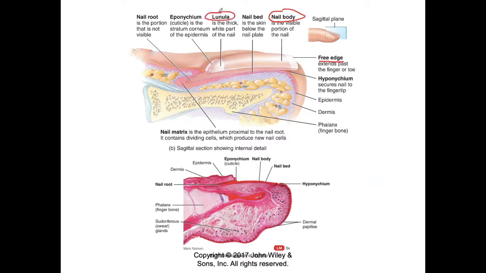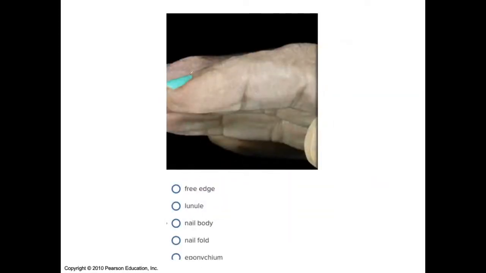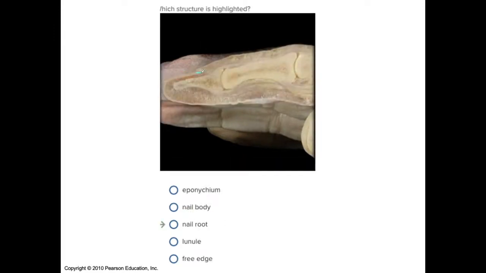Here's the lunula. Here's the cuticle or the eponychium. Here's the nail root. And then posterior to the nail root, that's the nail matrix. That's the epithelium that's proximal to the nail root, and it contains the dividing stem cells, and they're going to produce new cells. And when these things multiply and divide, it's going to push the nail upward and forward. Okay? So when we look here, this is going to be the nail body, right here. And right there, that's going to be the nail root.